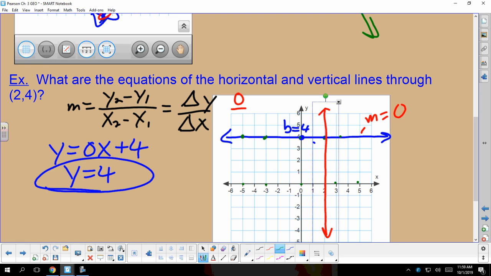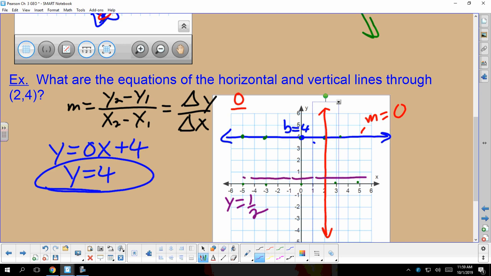Can we have y equals a fraction and it still be a horizontal line? Sure we can, right? Say we had y equals 1/2. That's just this horizontal line that goes through 1/2.